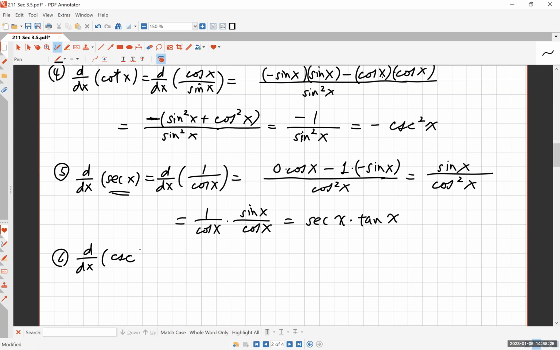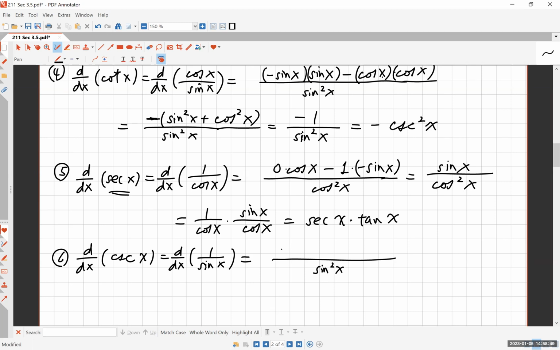The last one of the 6 trig functions, we have had sine, cosine, tangent, cotangent, secant. Now the last one is cosecant. The other ones were nice and easy, so this should not be a problem. And indeed, it's not. When you take the derivative of 1 over sine x, the denominator becomes sine squared x.